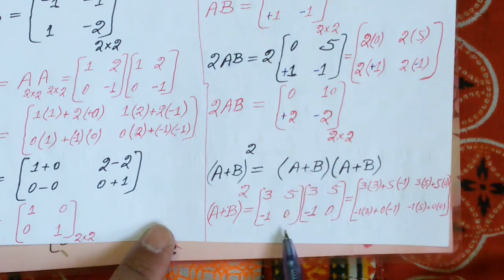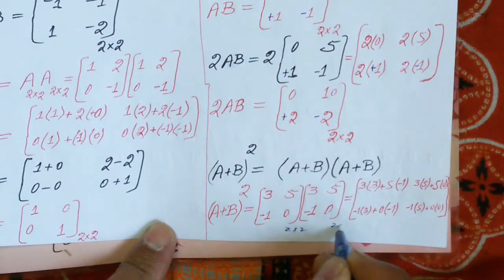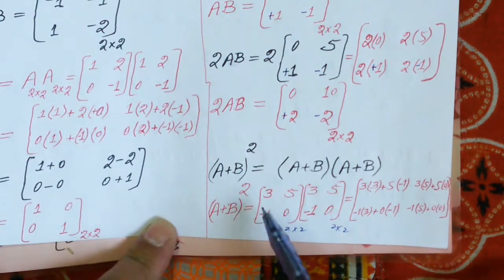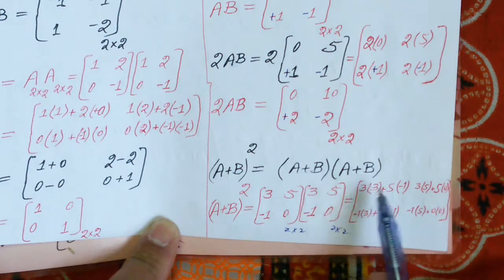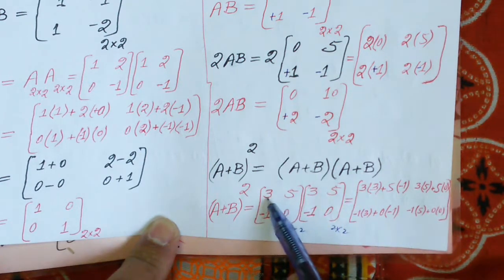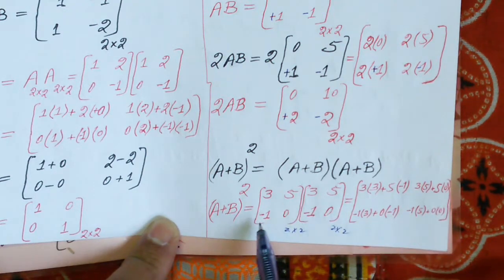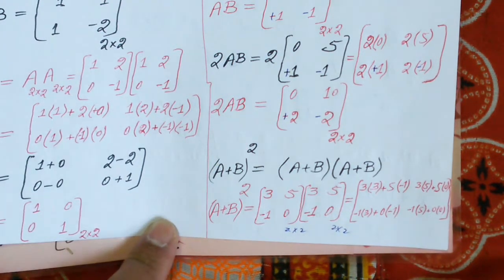The matrix A plus B is a 2 cross 2 matrix, which is a square matrix. So multiplication of a square matrix with itself is possible. Procedure for the multiplication is 3 multiplied by 3 plus 5 multiplied by minus 1, 3 multiplied by 5, 5 multiplied by 0. Multiply the second with first column. Minus 1 multiplied by 3 plus 0 multiplied by minus 1. Minus 1 multiplied by 5 plus 0 multiplied by 0.